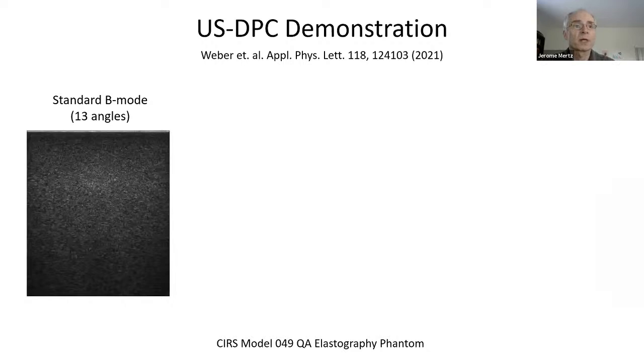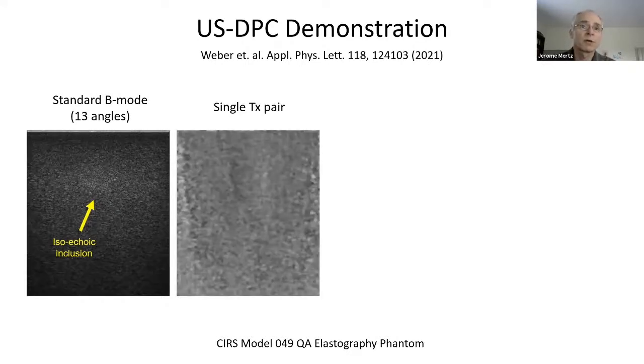And so does it work? Well, here's an image of a phantom. This is random scatterers inside the phantom. And inside this phantom, there's an inclusion, but that inclusion has been designed to produce only phase shifts and not to produce scattering contrast shifts. And so you can't really see it with standard B mode. Here we're using standard B mode with a sequence of 13 angles. And really you can't see that inclusion inside the phantom.